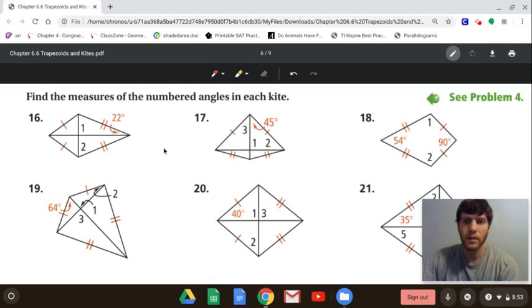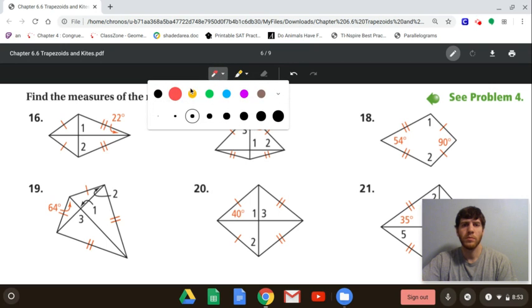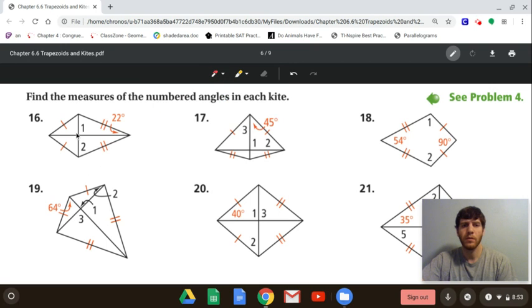All right, let's walk through some of the kite problems from your assignment for Monday. The first set of problems you have to do is 16 through 24. And the first property you always want to use is the fact that the diagonals are perpendicular. So since the diagonals here are perpendicular, the four angles in the middle are 90, 90, 90, and 90. So the measure of angle 1 is going to be 90 degrees.